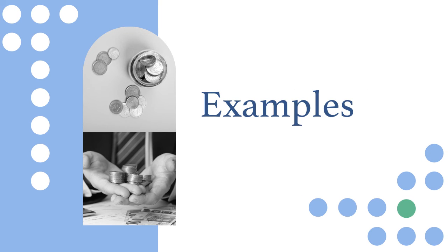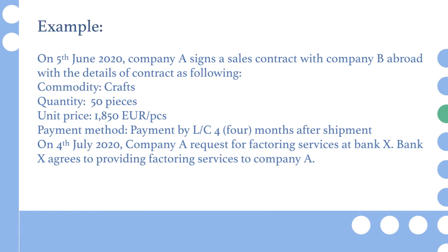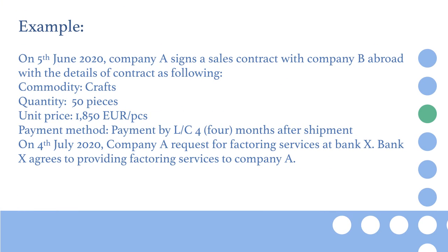Now, let's take an example and some calculations to illustrate how factoring works. On the 5th of June, 2020, Company A signs a sales contract with Company B abroad as follows. The commodity is crafts. The quantity is 50 pieces. The unit price is €1,850 per piece. The payment method is payment by letter of credit 4 months after shipment.